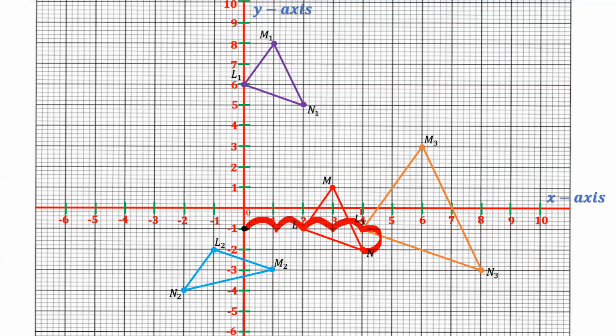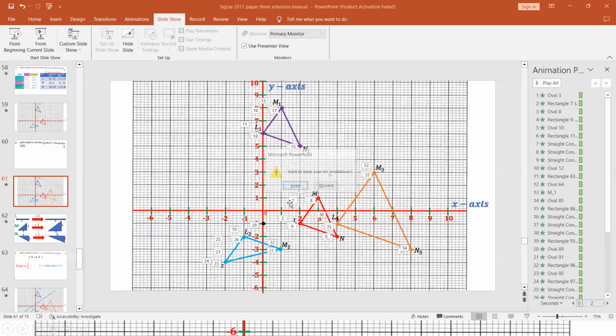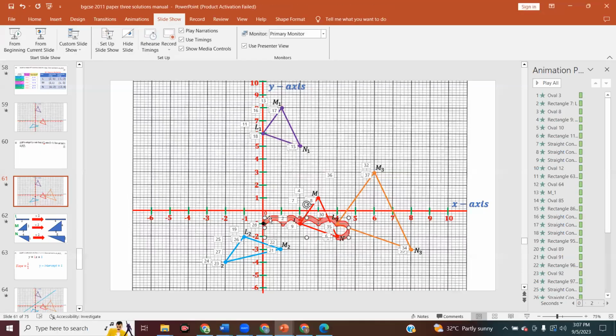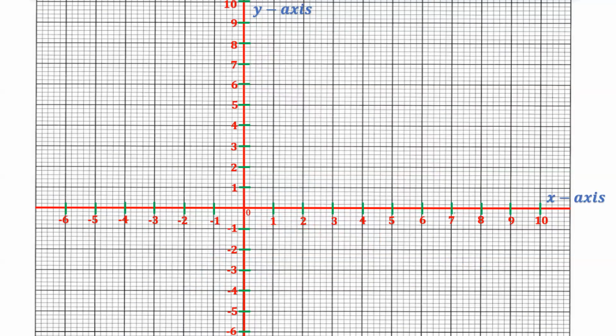And so that is how we enlarge this image using the scale factor of 2 and using the center of enlargement as (0, -1). Okay, let's move on to the next question.